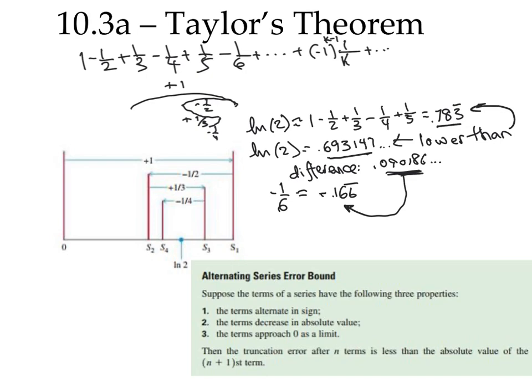Anyway, that concludes the first part of 10.3a on truncation in power series. We took a look at it with a calculator and a Desmos example. We took a look at the truncation error in truncating a geometric series, and finally we looked at the alternating series error bound, which applies when you have a series that alternates and gets smaller with a limit of 0. And that's a very, very useful theorem.